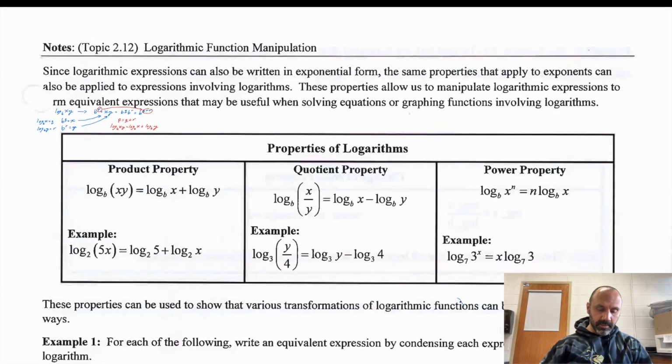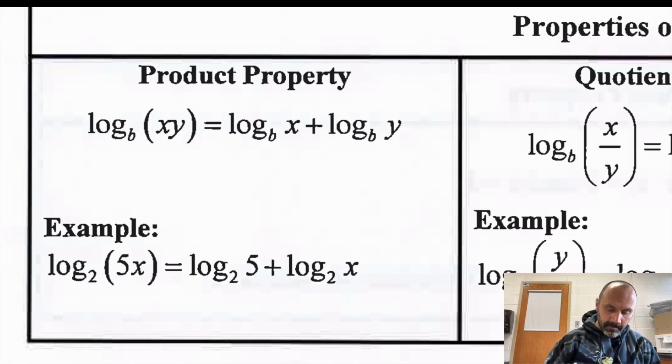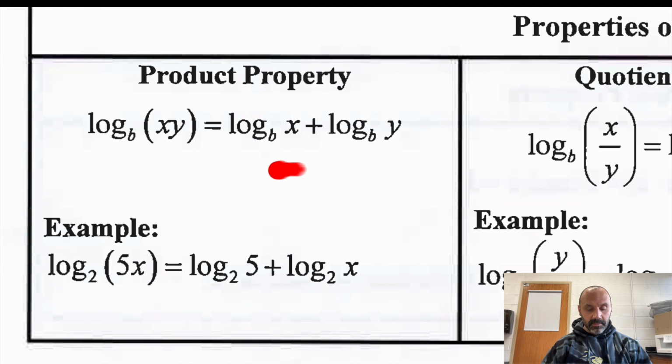So we're going to start with the product property. When we have something like this, log base b of x times y, so log base b of a product, we can split it up. This actually becomes log base b of x plus log base b of y.